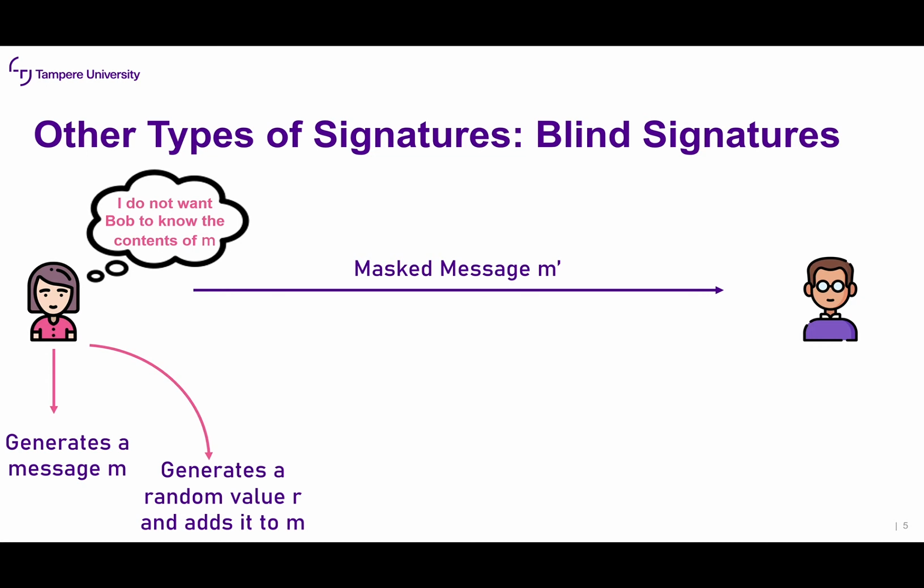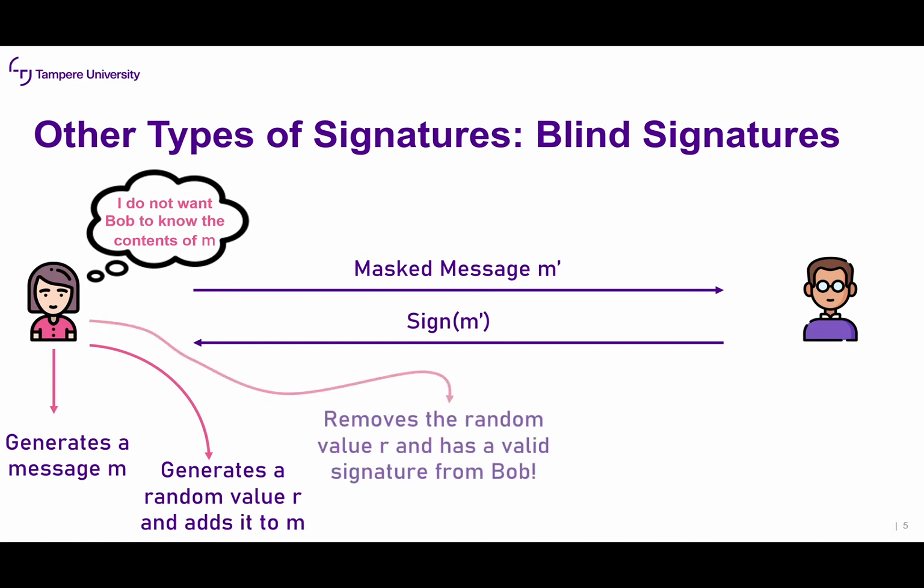Now, what Bob will do is use his secret key to sign the masked version of the message that was sent by Alice. So Bob will reply back to Alice by sending a signed version of M prime. Upon reception, Alice, who is the only one who knows the actual random value R that she added in the beginning, removes that random value from the signed message M prime that was sent by Bob, and ends up having a signature on the original message M. So she unblinds the random value R, and this results in a signed version of M by Bob, and Bob doesn't know anything about the actual content of M.